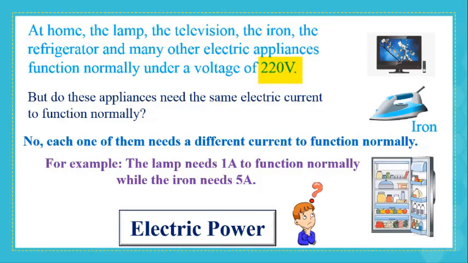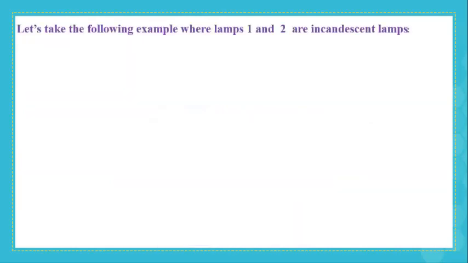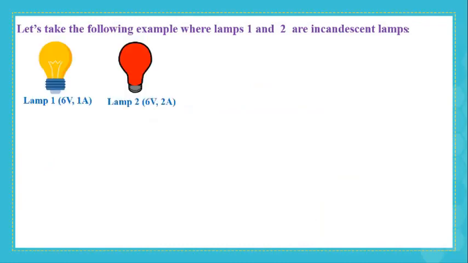What do we mean by electric power? What factors affect electric power? How do we calculate electric power? All of these questions will be answered throughout this session. Let's get started. Let's take this example, where lamps 1 and 2 are incandescent lamps. Each lamp carries a certain inscription as shown in the figure.